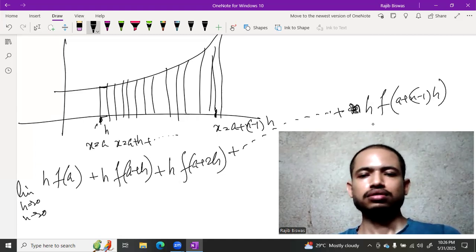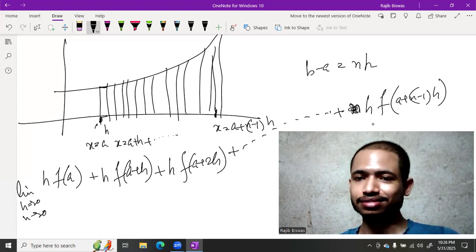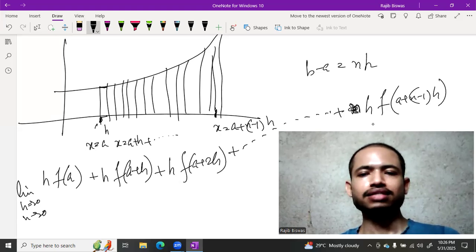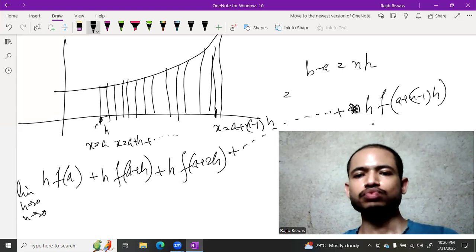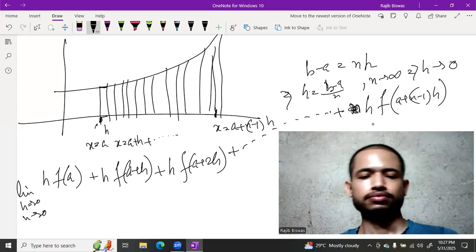So here b minus a is becoming n into h. Note that the total width of all n rectangles is ultimately n into h, because there are n rectangles, right? And all of the rectangles have equal width h, so it is nh, and this length is equal to the length of the given interval, which is from a to b, right? So b minus a equals nh. From this we can find that h equals (b minus a) by n. Note that when n tends to infinity, h tends to 0.